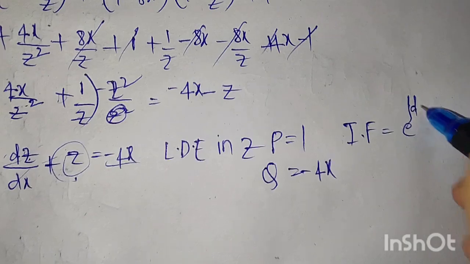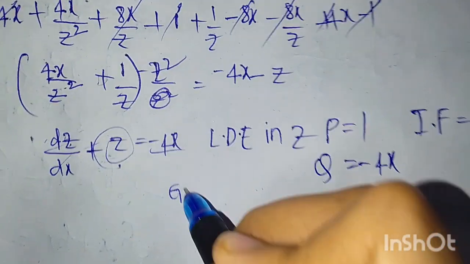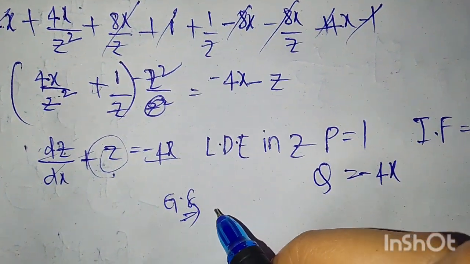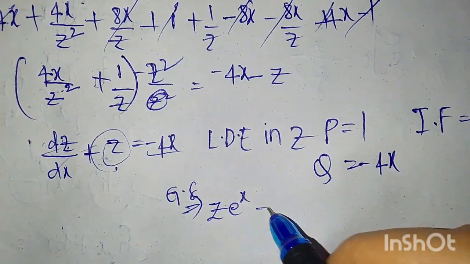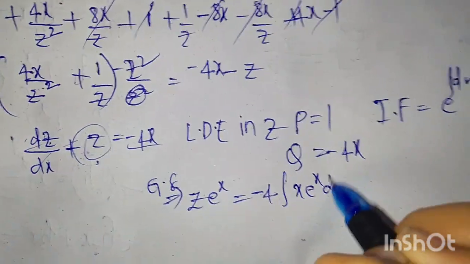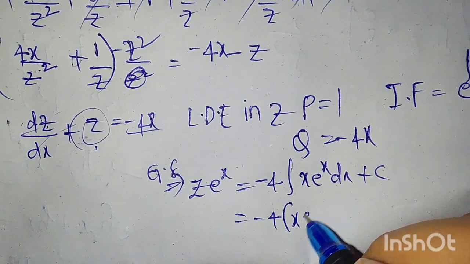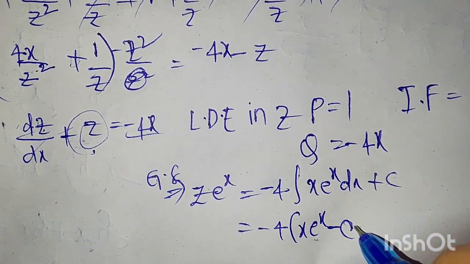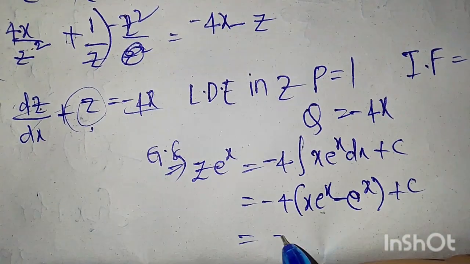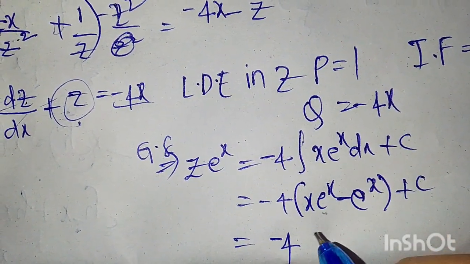So what is the general solution? y into integrating factor. So here z into integrating factor. So z into e power x is equal to integral of q into integrating factor. So x e power x, which is x e power x minus e power x. So minus 4. If I divide by e power x, I'll get x minus 1 plus c e power minus x. So this is your answer.